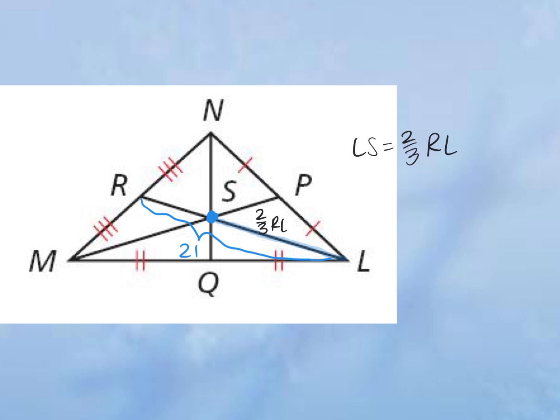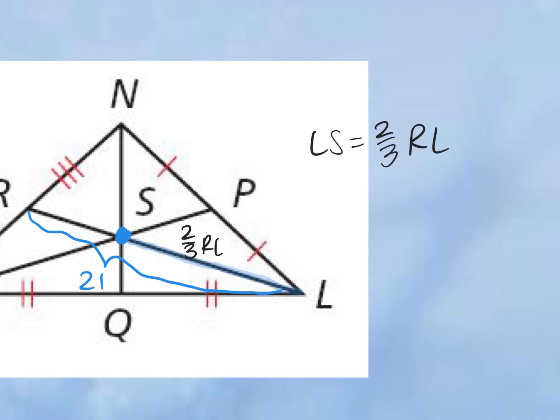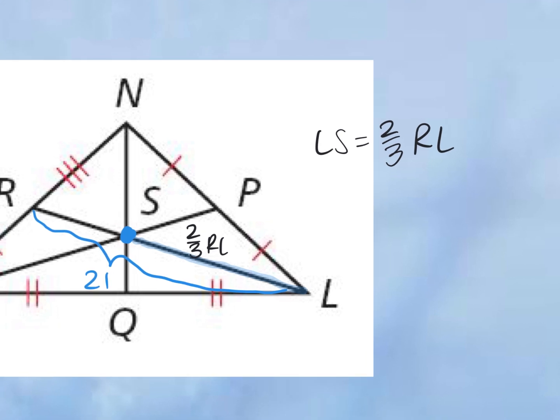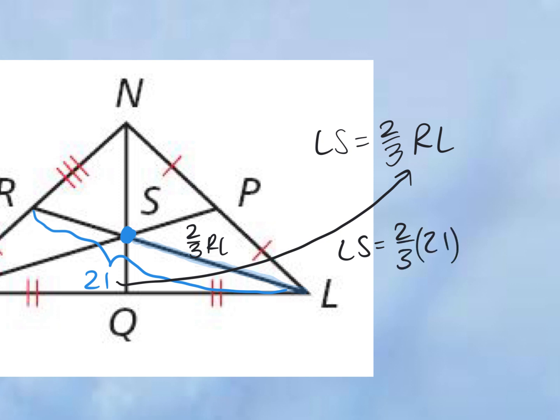Cool with that? Okay. Now what Juliet was saying, she's saying, okay, well we already know that RL is how much? 21. So plug that in for RL here. We're going to get LS is 2/3 of 21. Is 21 divisible by 3? Then divide it by 3 and you get what? 7. So now we're really just doing 2 times 7, which is 14. So we know that LS is 14.